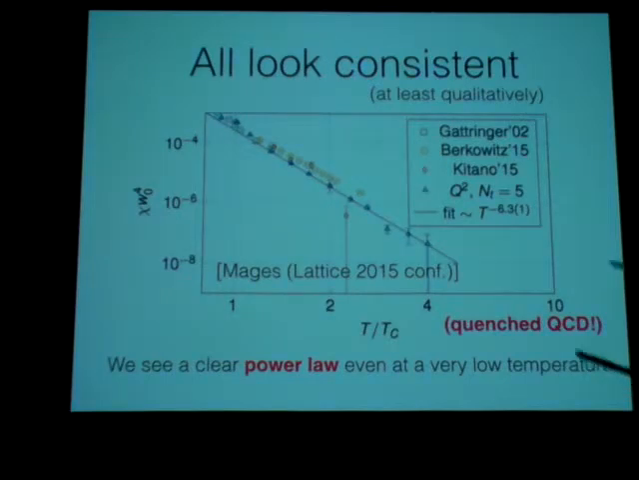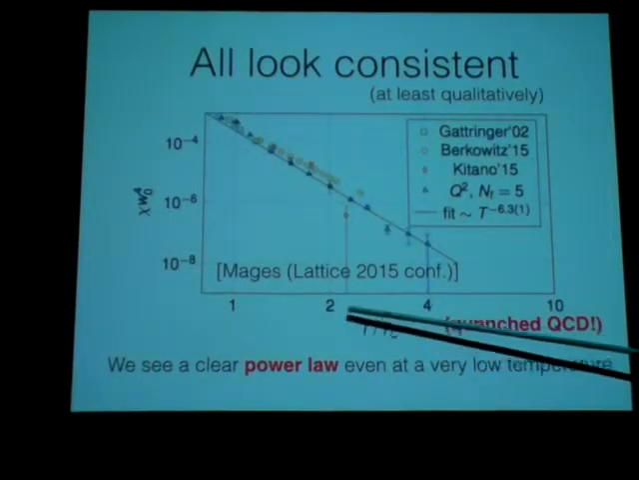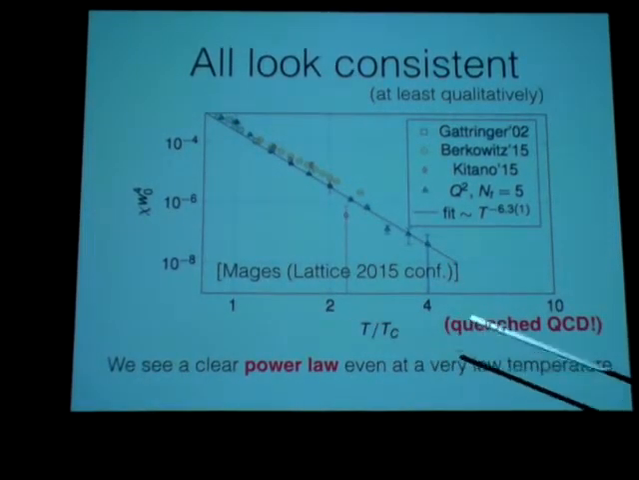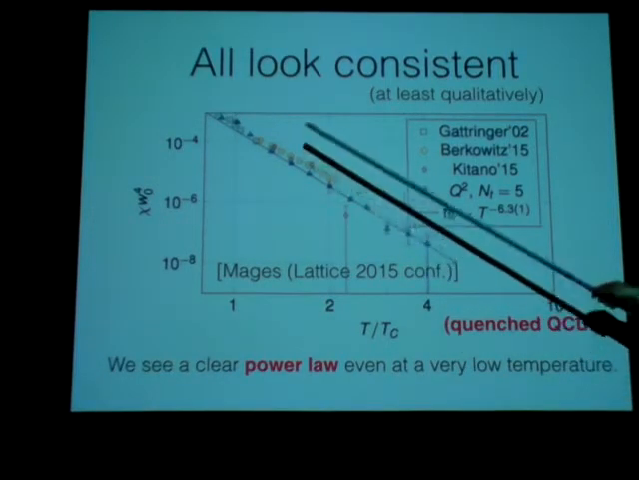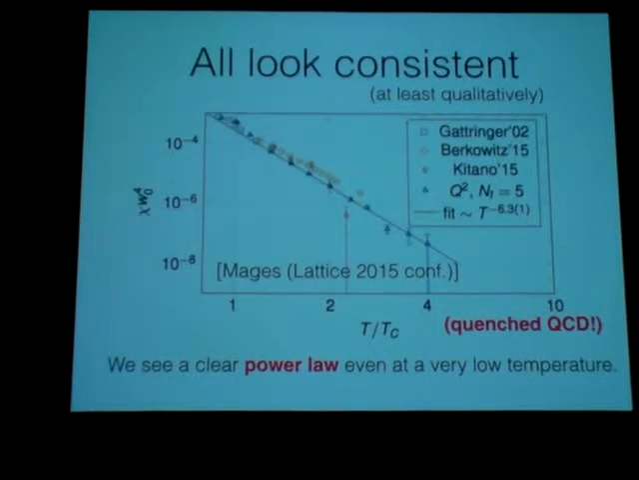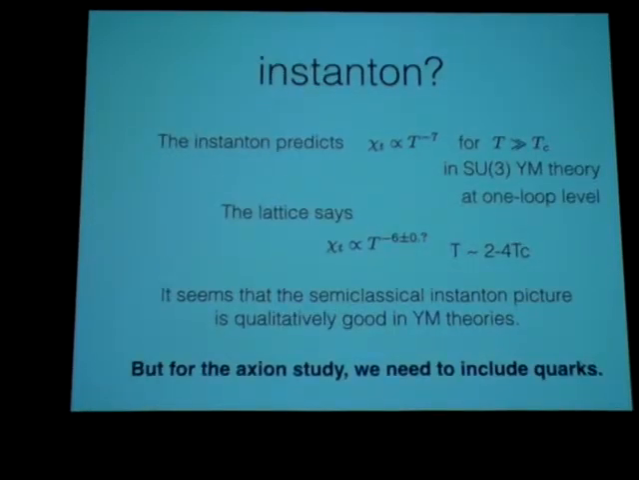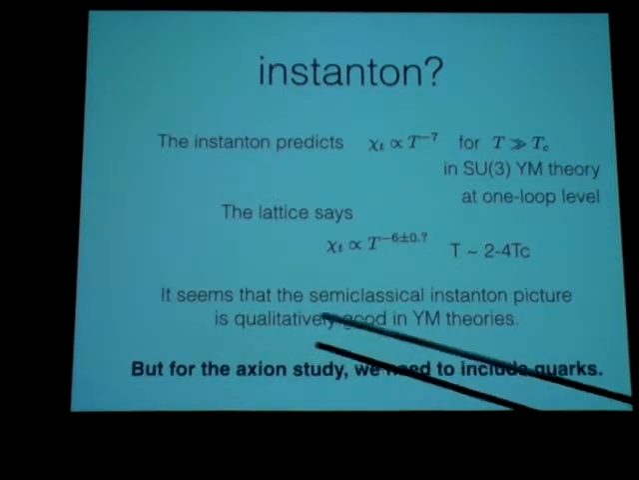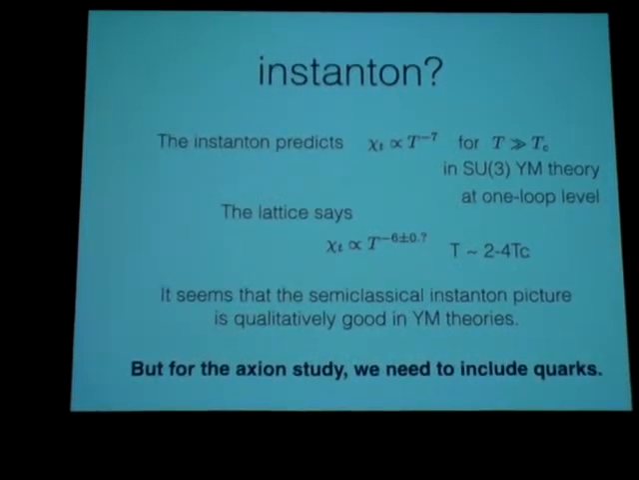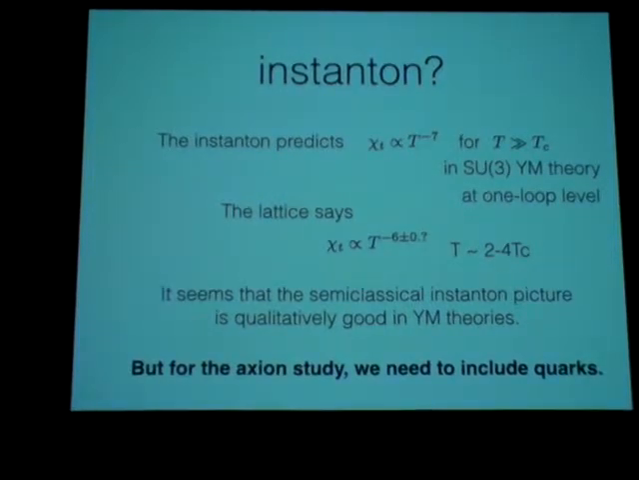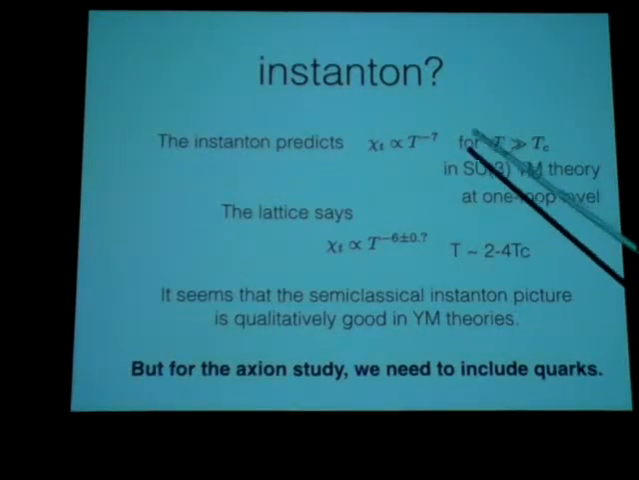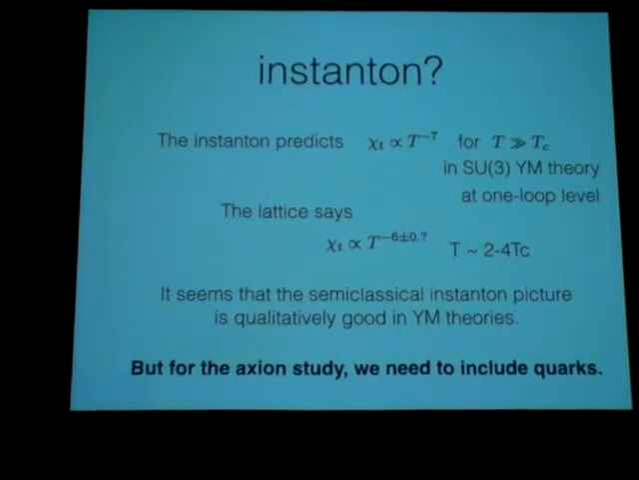This is not that high temperature. Here, TC is the critical temperature, so it's still twice or four times the critical temperature, but still we can actually get a nice power law behavior. And, okay, but this is Yang-Mills theory, there's no quark yet, and the quark is the subtle point. So this is just an exercise. But already at this point, I'm so surprised that the instanton is so good. Even at very low temperature, we already have some power law behavior. We could see the power is not that different from the naive prediction.